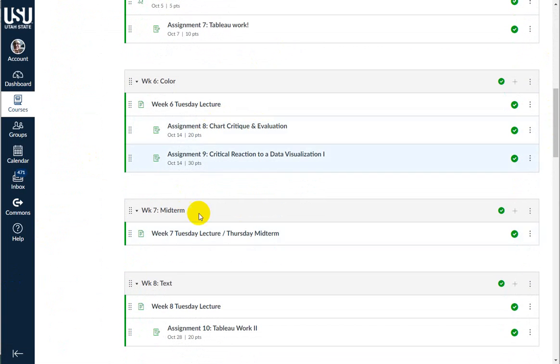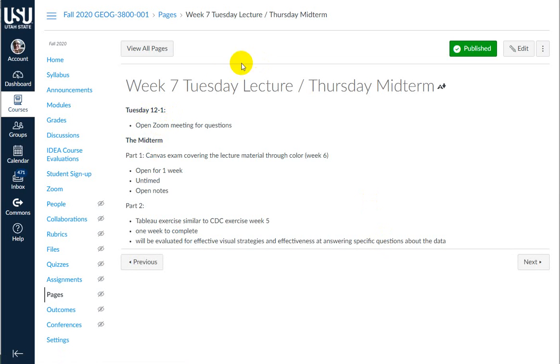So after next week will be the midterm, and like I talked about last week, it'll be kind of a classic Canvas exam. It'll be 1 week that you'll have to get it done, untimed, open notes. It shouldn't be that challenging for you, especially if you've been looking through the lecture material. And then there'll be a Tableau exercise similar to the CDC thing that we're going to do this week, where I give you a data set and then you have to visualize it. So that's the next few weeks coming up, just to give you some idea where we're going.